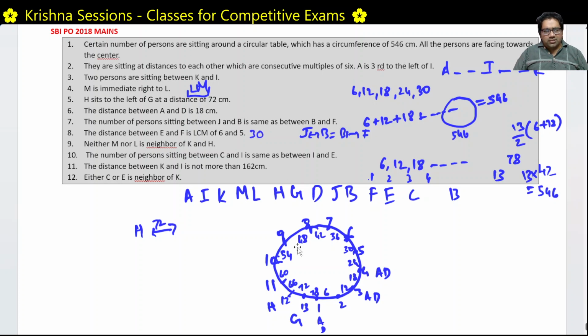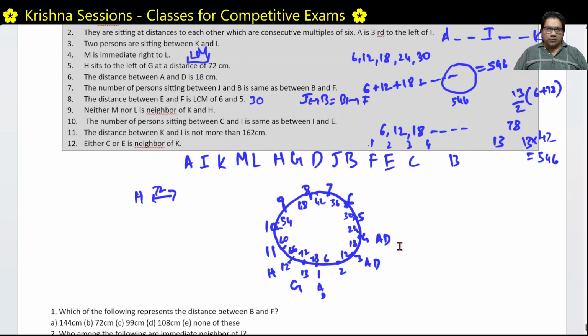Now 30, what are the options? Again, 30 we have two options. 2 and 4 is one option, and 5 and 6. EF, we have two options, either 2, 4 or 5, 6. AD also we have two options, either 1, 3 or 3, 4. AD also we have two options, EF also we have two options. Neither M nor L is neighbor of K and H.